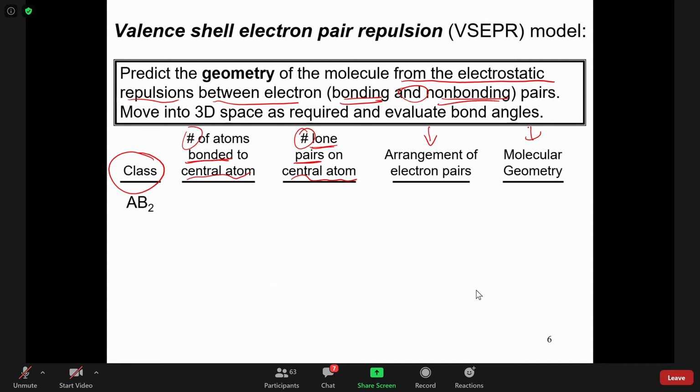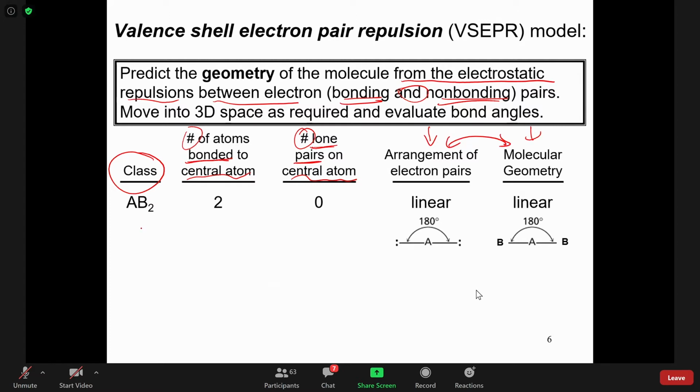So what's the first class we're going to deal with? We're going to call this AB2, and this is like code, basically. What does AB2 mean? It means we have a central atom A bonded to 2 atoms of B. So by definition, we're going to have 2 bonded atoms, 0 lone pairs. It's going to have an electron pair arrangement that is linear, and it's also going to have a molecular geometry that is linear. I'm going to be explaining the difference between these 2 things when we get to a more representative example.